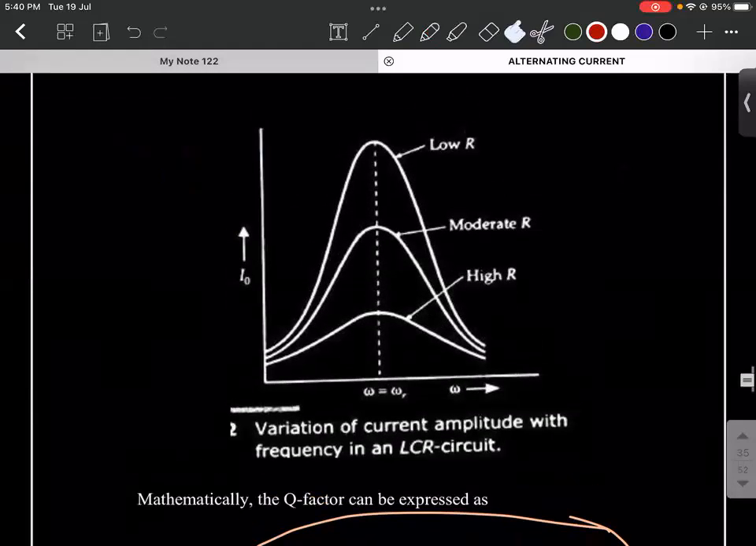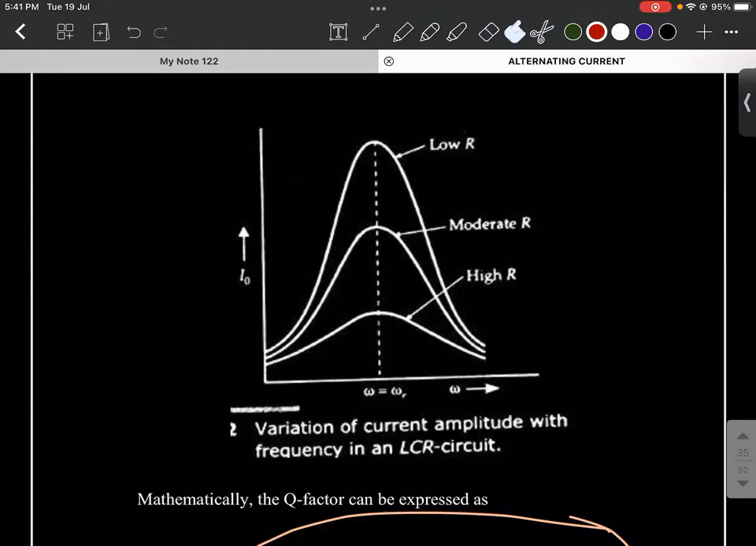Okay. So if you want to see the variation, observe this graph. What is the heading? It's called sharpness of resonance, right? If you draw a graph showing the variation of current amplitude with the frequency, and when I say frequency here, I'm talking about the angular frequency, then three different graphs are plotted on the same sheet, right?